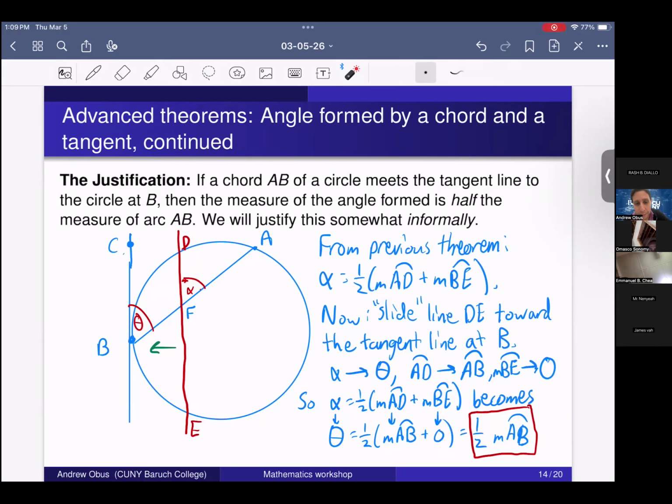So yes, 1/2 times the measure of AB. I find this a little bit easier to memorize, and it convinces me why this is true. To do the actual proof is quite a bit harder, and I don't want to do it. But I think having this justification of why this comes from the chord theorem is useful and much easier to remember. You just draw the chord and then slide it over until it becomes the tangent line, and then the proof just drops out.